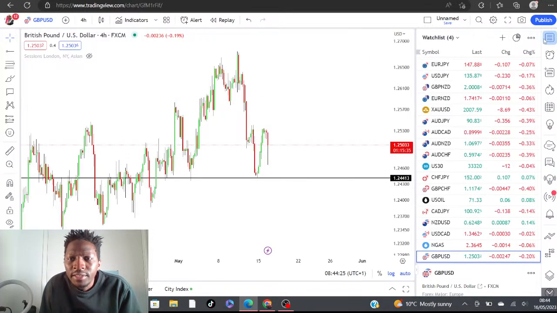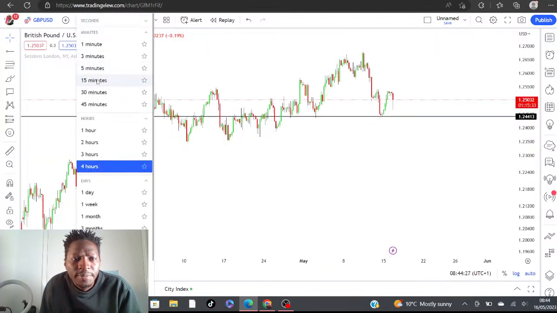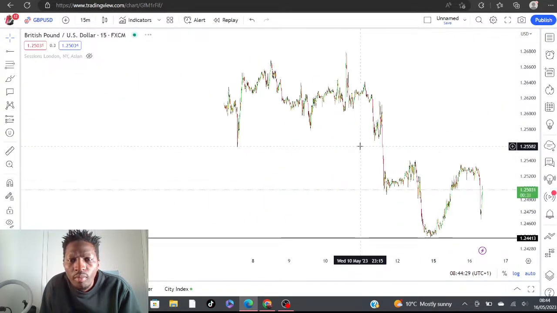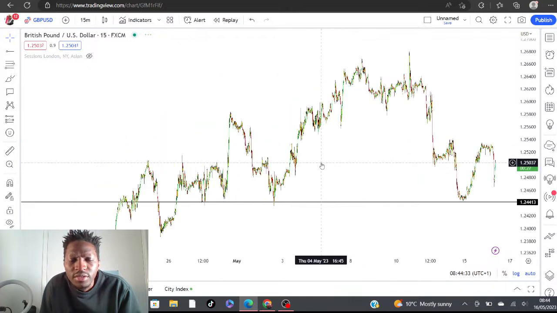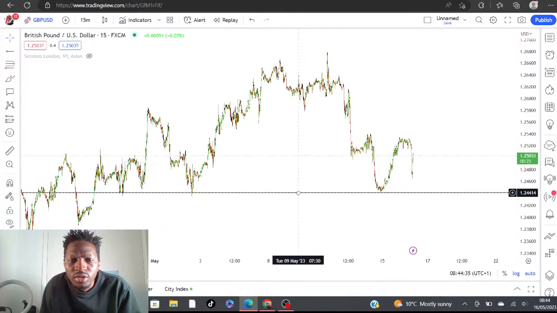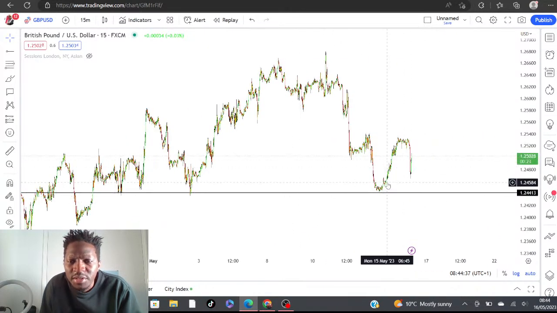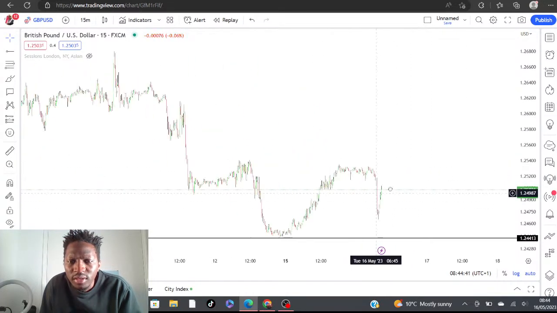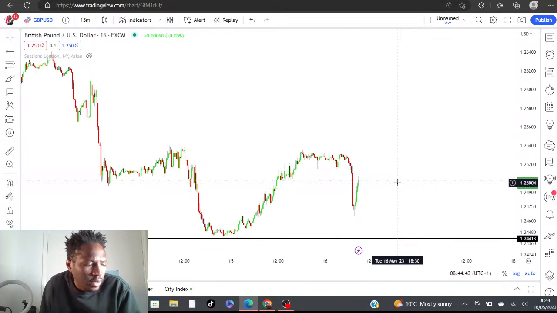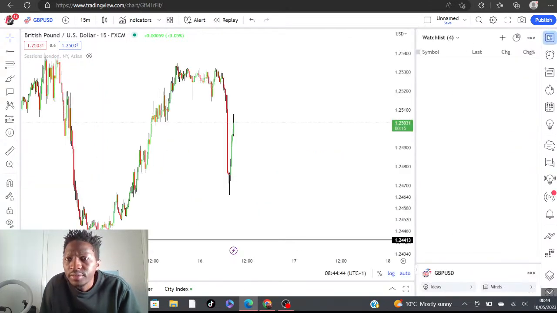So we don't really have any short-term trade on the pound dollar. We don't, unless, like I said, you're going to play off these structures and just buy when the market comes to this structure. But you have to be very, very careful where you put your stop loss.